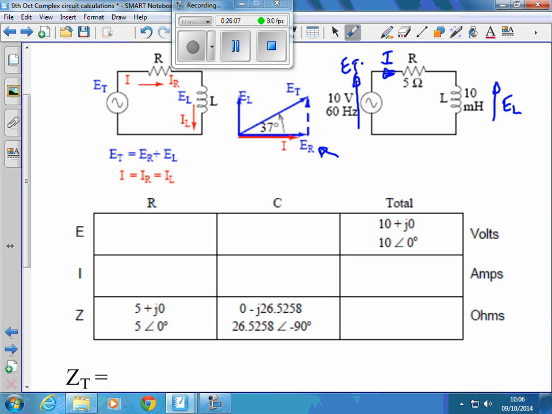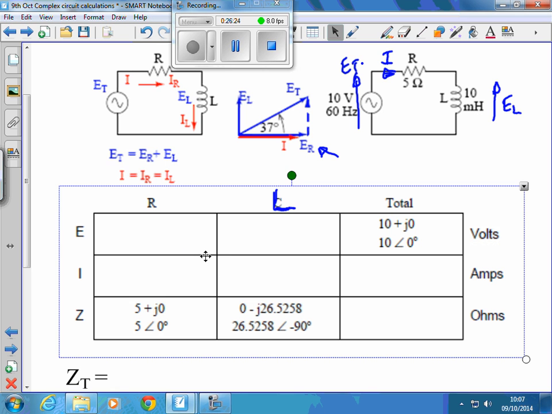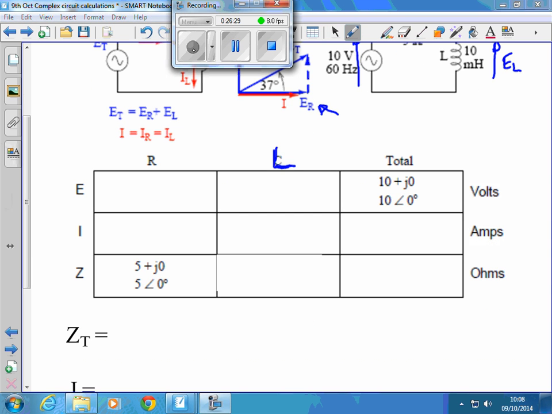The capacitive, why have I got C in there when I'm talking about an inductor? It has gone wrong, severely wrong. I'll cut that bit out of the video.